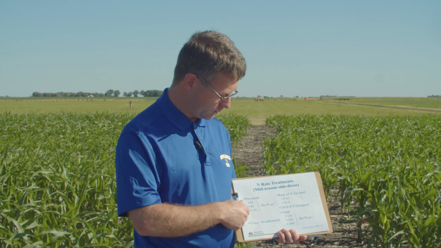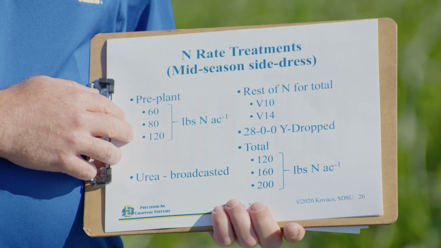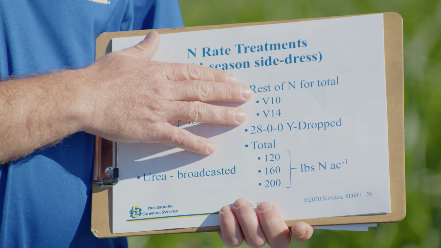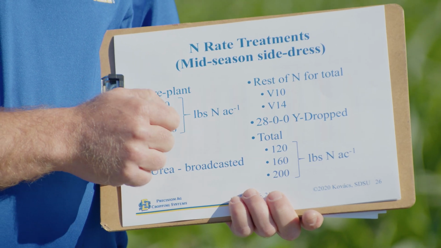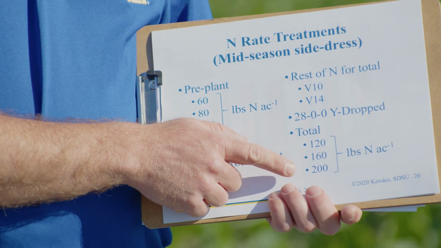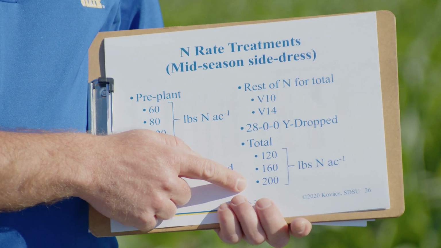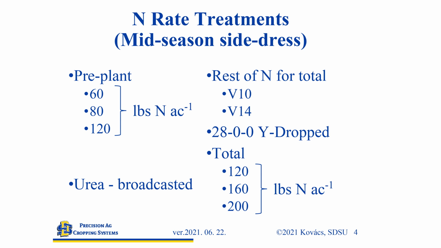What we did was compare 60, 80 or 120 pounds of nitrogen at planting, and then we came back at either the V10 or the V14 growth stage and applied the remainder of the nitrogen, so that we had a total of 120, 160 or 200 pounds of nitrogen. This late nitrogen was applied as liquid urea ammonium nitrate, the 28% solution, and we used a small research unit Y-drop applicator.